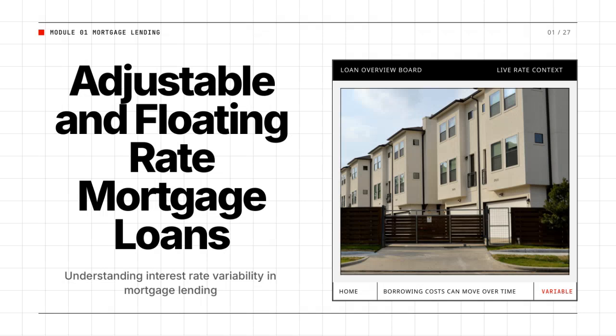Welcome to Module 01 on mortgage lending. Today, we're focusing on adjustable and floating rate mortgage loans. These types of loans have interest rates that can change or vary over time, which directly affects your borrowing costs. Unlike fixed rate mortgages, where the interest stays the same, adjustable rate mortgages can fluctuate based on market conditions. Understanding how these rates move and what influences them is crucial for making informed decisions about your mortgage.